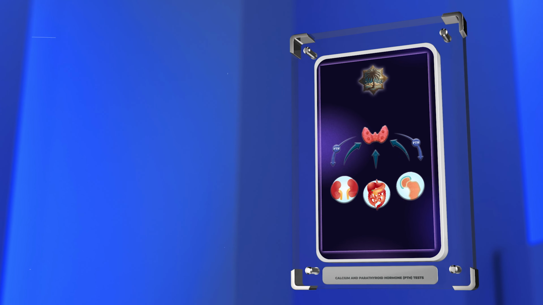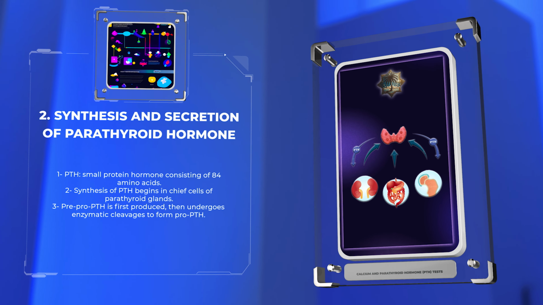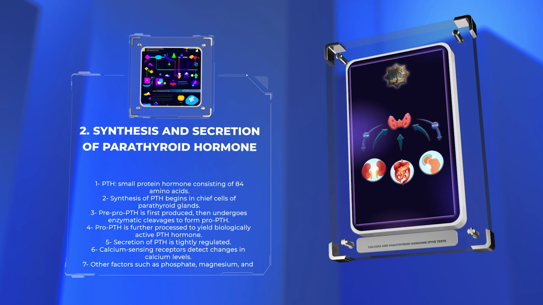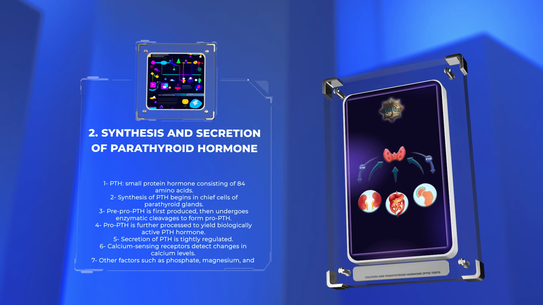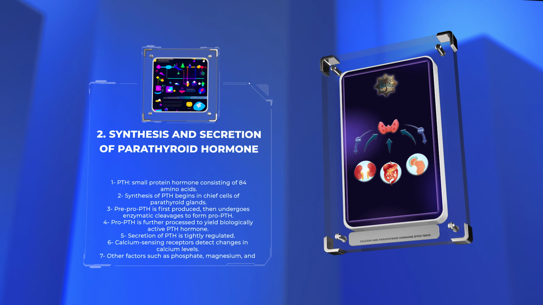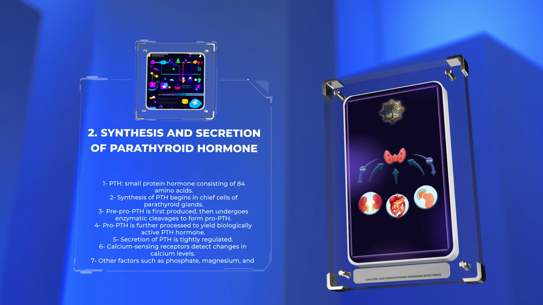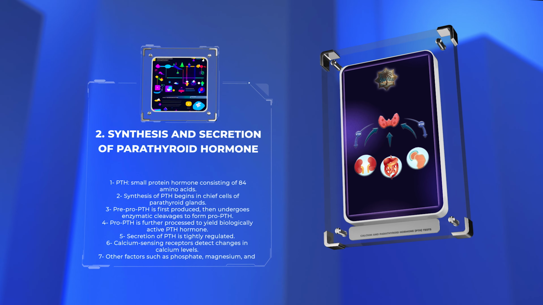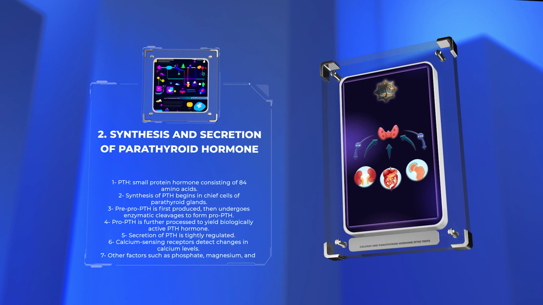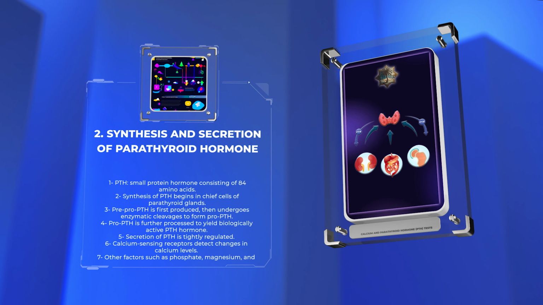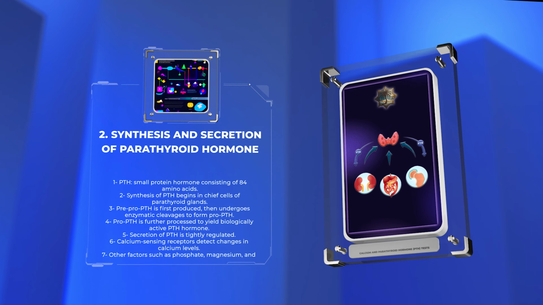Parathyroid hormone, PTH, is a small protein hormone consisting of 84 amino acids. Its synthesis begins in the chief cells of the parathyroid glands, where pre-pro-PTH is first produced. Pre-pro-PTH undergoes a series of enzymatic cleavages within the endoplasmic reticulum and Golgi apparatus, resulting in the formation of pro-PTH. Pro-PTH is then further processed within the secretory vesicles to yield the biologically active PTH hormone.